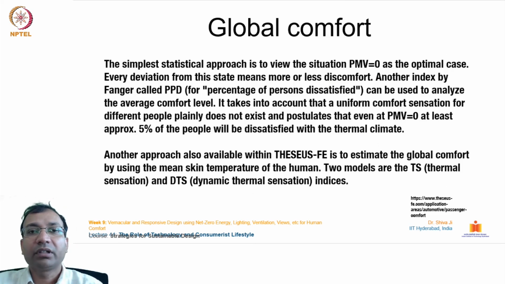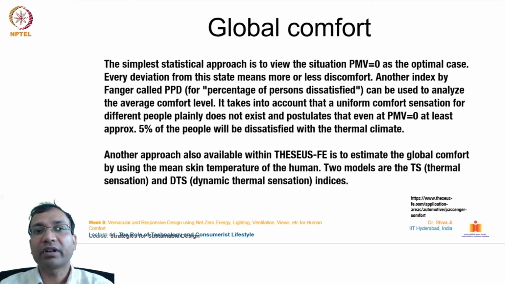So here we will talk about global comfort with respect to the human body. The simplest statistical approach is to view the situation PMV equal to 0 as the optimal case. Every deviation from this state means more or less some kind of discomfort. Another index by Fanger called PPD, for percentage of persons dissatisfied, can be used to analyze the average comfort level. It takes into account that a uniform comfort sensation for different people plainly does not exist, and postulates that even at PMV of 0, at least approximately 5% of the people will be dissatisfied with this thermal climate.